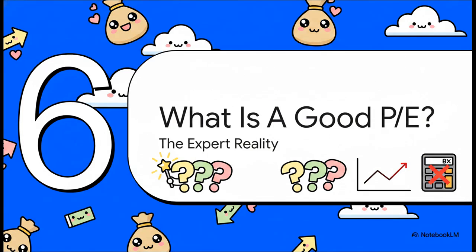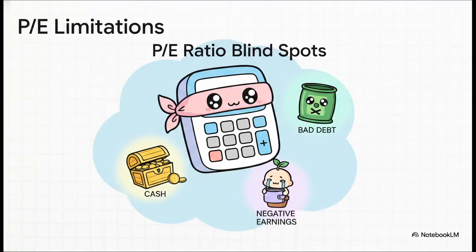Section 6. What is a good PE? The expert reality. So after all this, what exactly is a good PE ratio? Well, the expert reality is that there's no single magic number. Why? Because the PE ratio has some pretty severe limitations. For starters, it completely ignores the company's balance sheet. You could have two companies with a PE of 15, but one has billions of dollars in cash and the other is drowning in toxic debt. The PE ratio literally doesn't care.